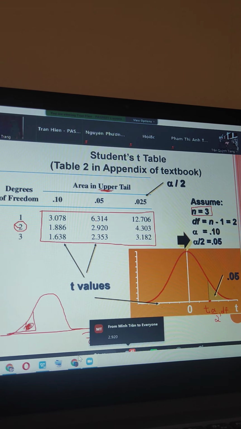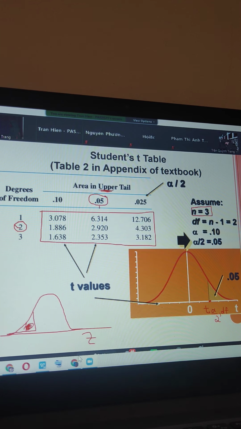Okay, thank you, Chen Ming. And the area in the right hand side, or the area in the upper tail, is 0.05. Okay, thank you, Quang Dat. So the value for t in here is 2.920.